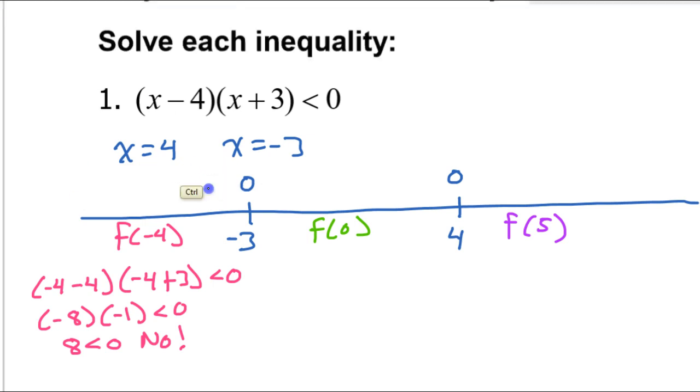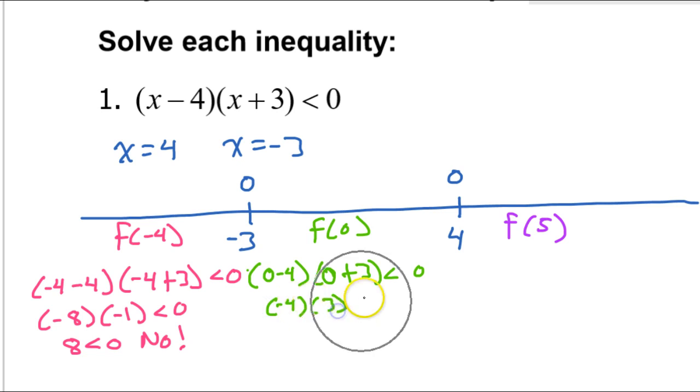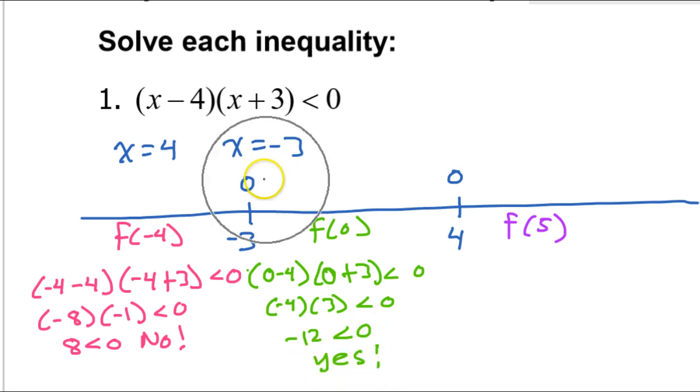Now I'm going to check 0. Okay, at 0, I've got 0 minus 4, 0 plus 3. And is that less than 0? Well, that would be -4 times 3. So that would be -12. And yes, that is less than 0, which means I will have solutions in this interval.